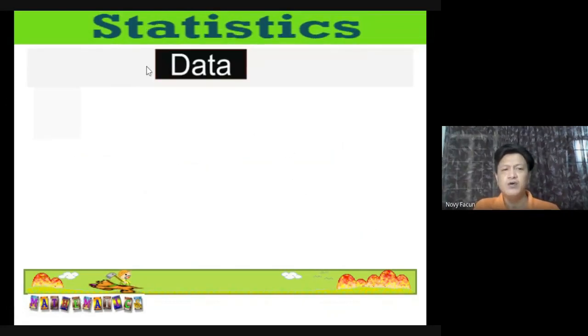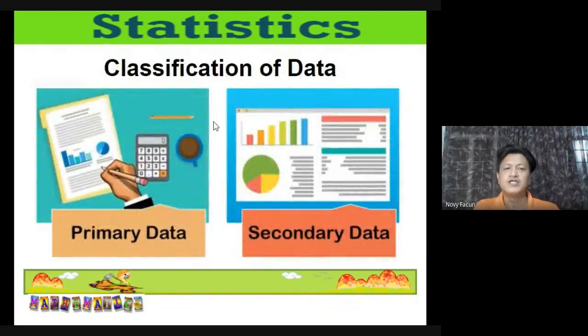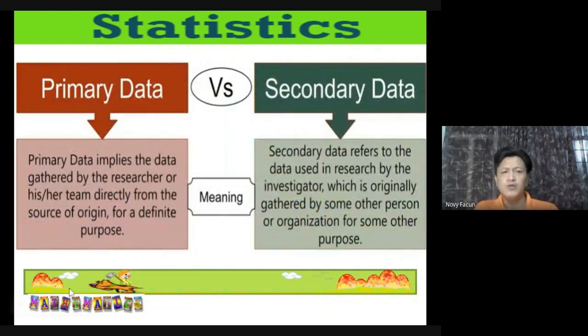Okay, next. So, sa statistics, we have to know the data, no? Pag sinabi natin data collection is the process of acquiring information from different sources about the topic under research. The function is performed by the researcher himself or his her team. Okay. So there are two classification of data, no? Pag sinabi natin primary data, ito yung original data natin. Secondary data, this is simply nakalipas na yung data natin dyan. Okay. So what is the difference between it?